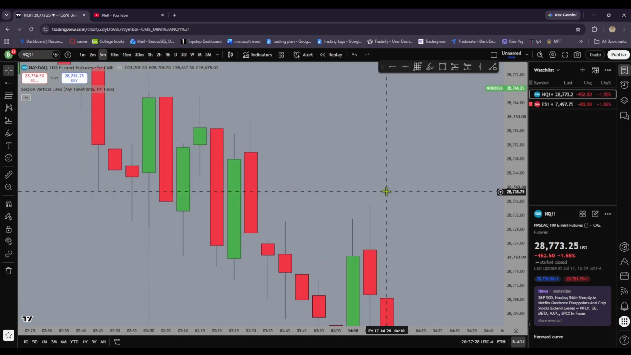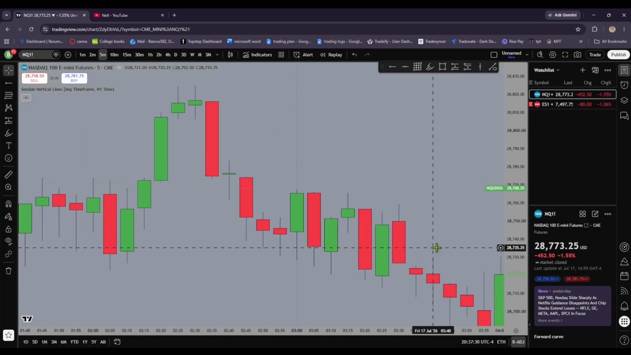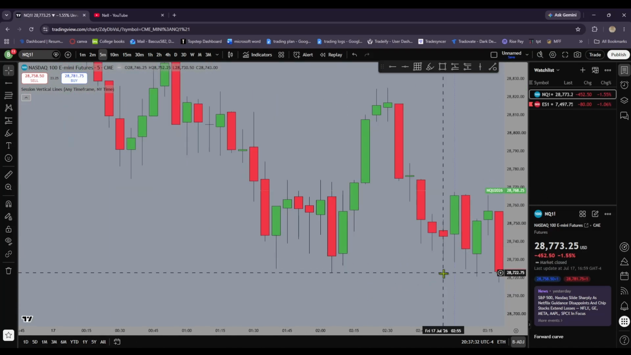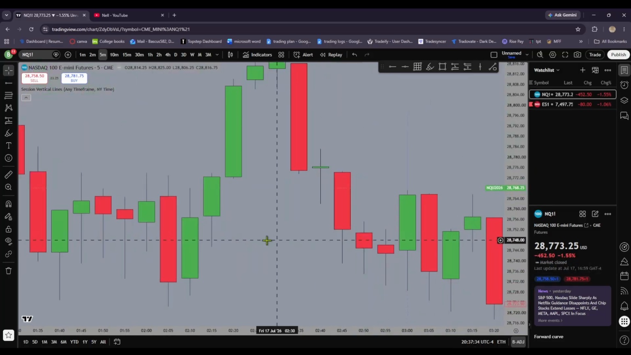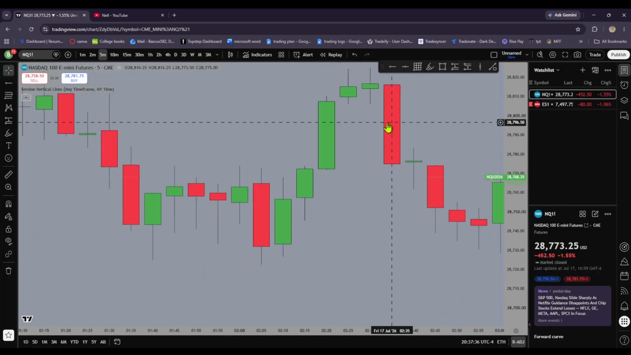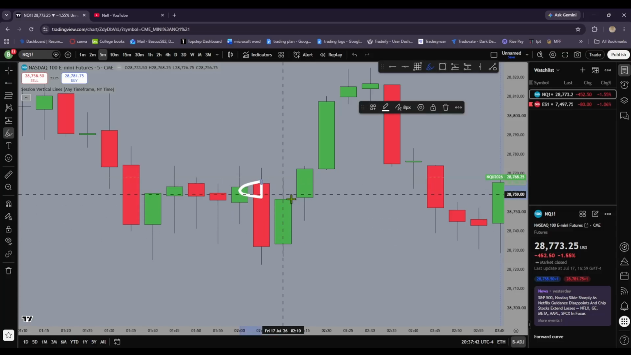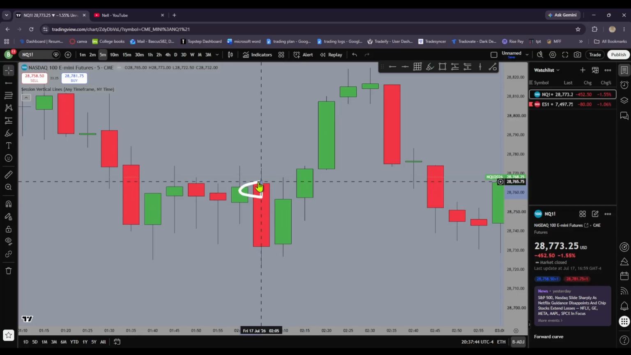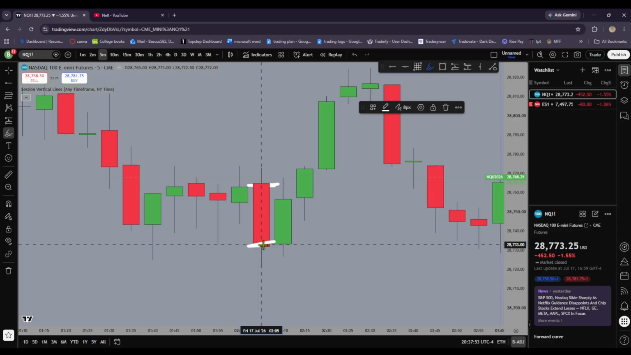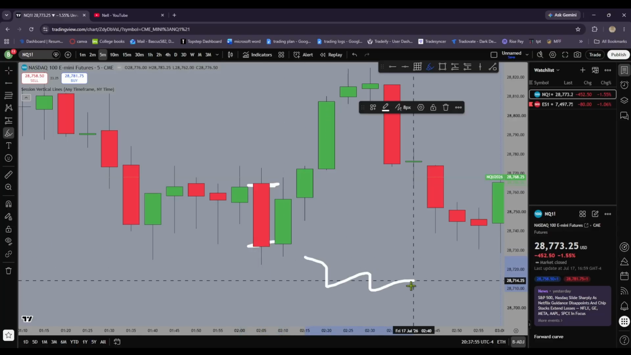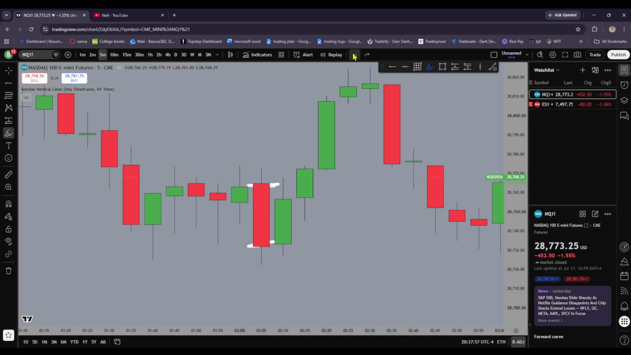Now, the opposite. For break of structures to the upside, it's where we close above where a bearish candle opened. So this bearish candle opened right here. I don't know why TradingView always does that when you try to mark out something, but sorry about that, guys. So opened right here, closed right here. Why? Because it's going down, right? When we're going downwards, that is simply what we do.